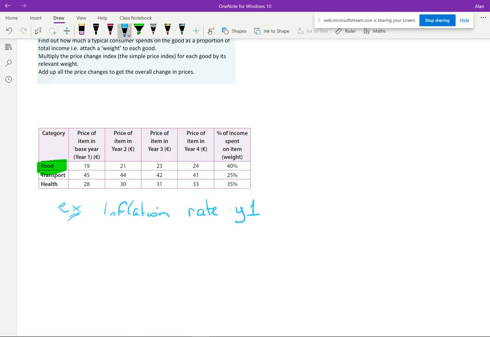Between year 1 and year 2. Okay, year 2. Sorry, my pen is really poor. So that's what we're looking at. We're just going to look at this right here. They're the only things we're going to look at, but we need to take into account the weight, the amount of money that we spend on this.